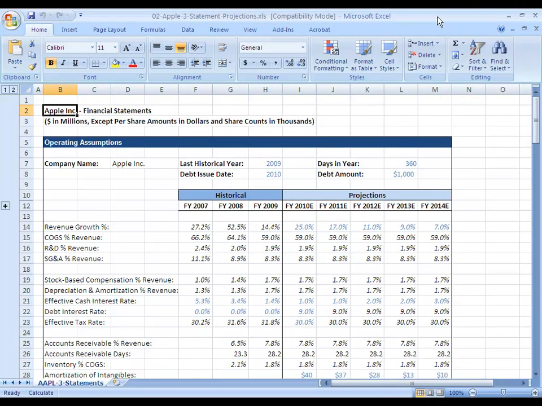In this final lesson in our section on how to create three-statement projection models, we're going to take a look at some sample interview questions that you may get on this topic and how to properly answer them and address everything that might come up in the context of interviews.